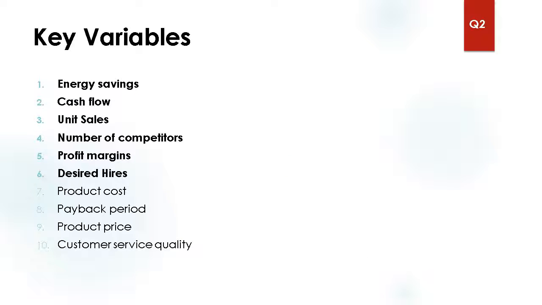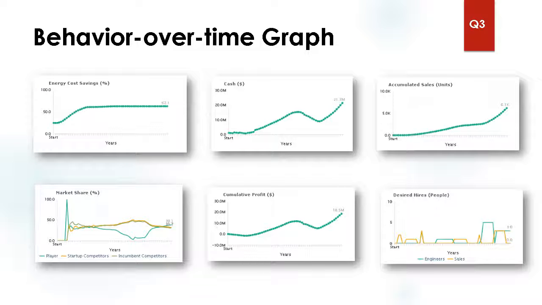Our key variables. As a group, we came up with a list of 10 key variables which affect our core variable, quarterly net income. They are energy savings, cash flow, unit sales, number of competitors, profit margins, desired hires, product cost, payback period, product price, and customer service quality. Out of these 10, the 6 variables in bold are the ones chosen to be explained with the behavior over time graph.